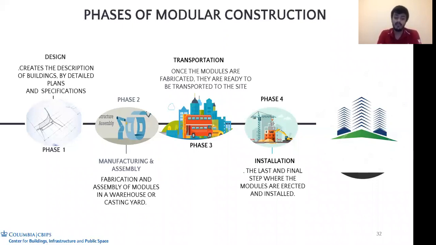The second phase is manufacturing and assembly. Like I said before, once we've decided on the designs, it's necessary to get into the production phase and start the fabrication and assembling of modules in a warehouse or a casting yard. Following that, it's essential to transport these modules to the site where the construction is happening. Once they are transported, the last and final phase is the installation, or assembling of those modules on the site. Modules are erected and the structure is assembled. Moving on, next slide, please.